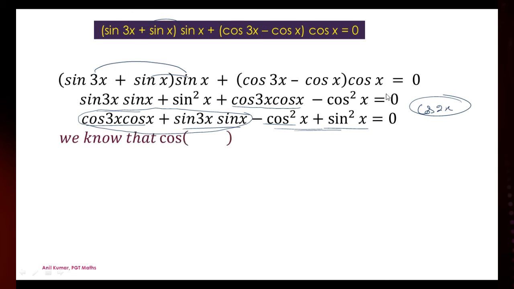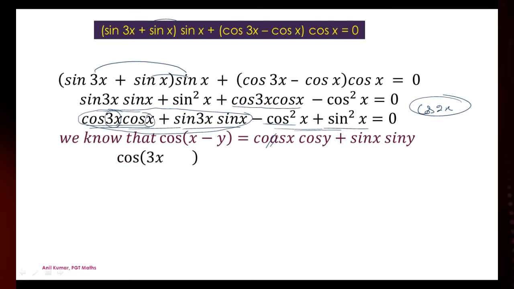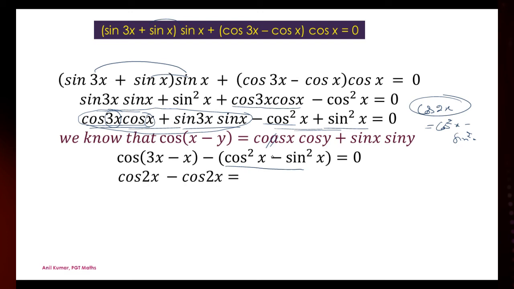So we know that cos(x minus y) is cos x cos y plus sin x sin y. So this will become cos of, this is x and this is y here, so 3x minus x. So it will become cos(3x minus x) minus, and if I take the negative common from these two, it will become cos square x minus sin square x. And as we discussed, cos 2x is equal to cos square x minus sin square x. So let's put the value. This will be equal to cos 2x. So cos 2x minus cos 2x will become 0, which is correct, hence proved.